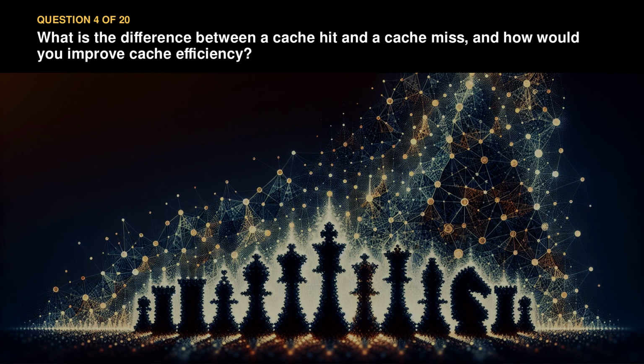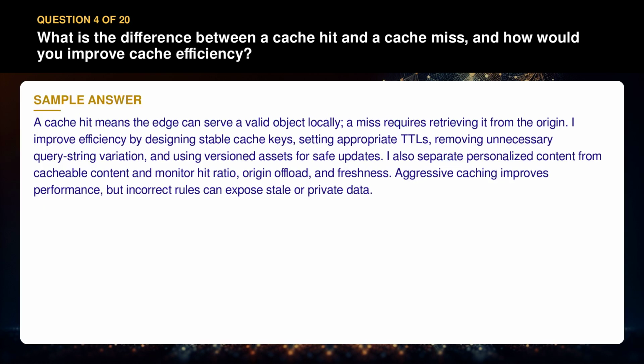Question 4. What is the difference between a cache hit and a cache miss, and how would you improve cache efficiency? A cache hit means the edge can serve a valid object locally. A miss requires retrieving it from the origin. I improve efficiency by designing stable cache keys, setting appropriate TTLs, removing unnecessary query string variation, and using versioned assets for safe updates. I also separate personalized content from cacheable content and monitor hit ratio, origin offload, and freshness. Aggressive caching improves performance, but incorrect rules can expose stale or private data.